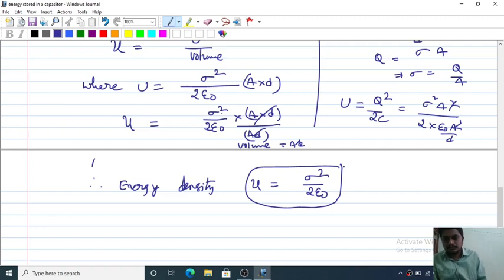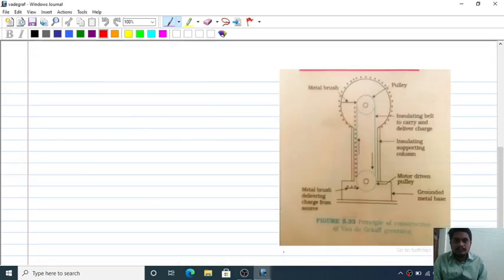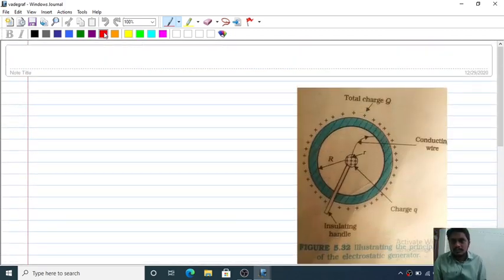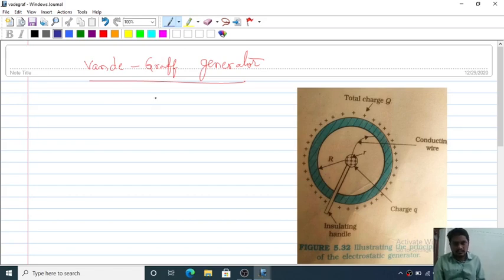Okay. And the next and last topic from this chapter is the Van de Graaff generator. Actually it is the scientist's name. So who developed this generator? What is a Van de Graaff generator? What is the function of this generator?